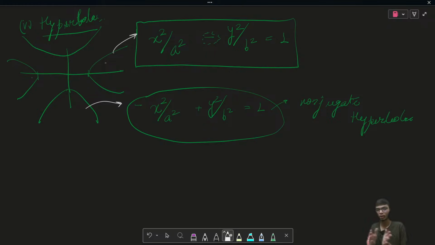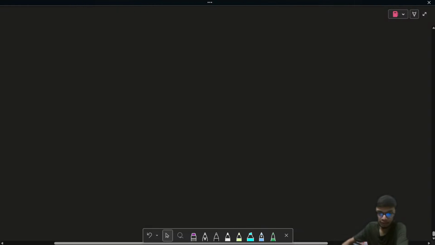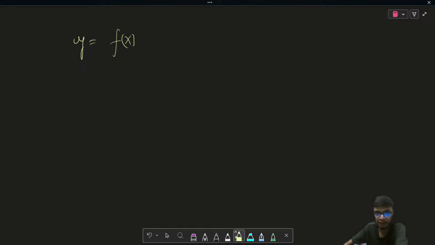We have already discussed this a lot. In definite integrals, what we studied is that the area under the curve, or definite integral, actually means the algebraic area under the curve. And we have already discussed this result: whenever I have any general curve, y is equal to f of x, right?